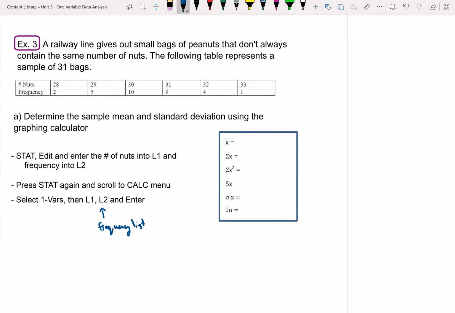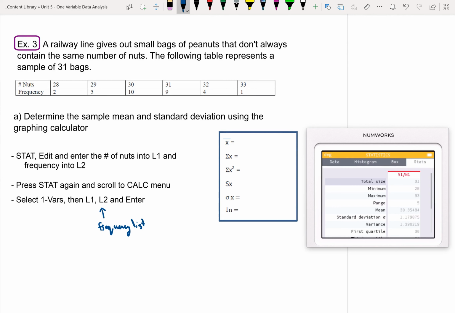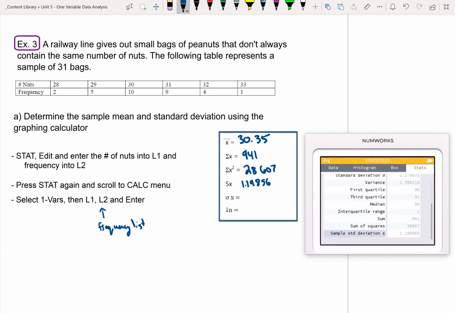So again, you have to make sure you remember these steps. And when you go through, you should see that the mean is 30.35, the sum is 941, the sum squared is 28,607. The sample standard deviation is 1.19856. The population standard deviation is 1.17907, and the total number of data points should be 31.